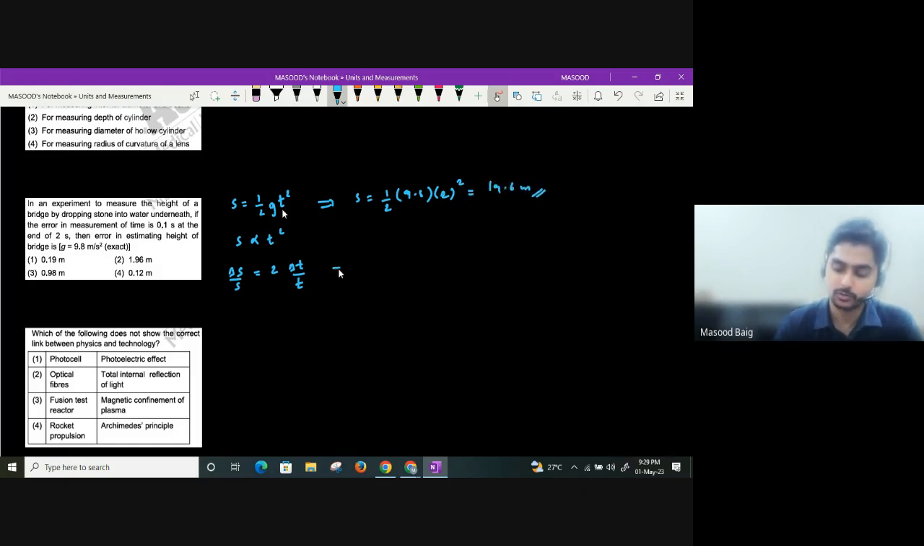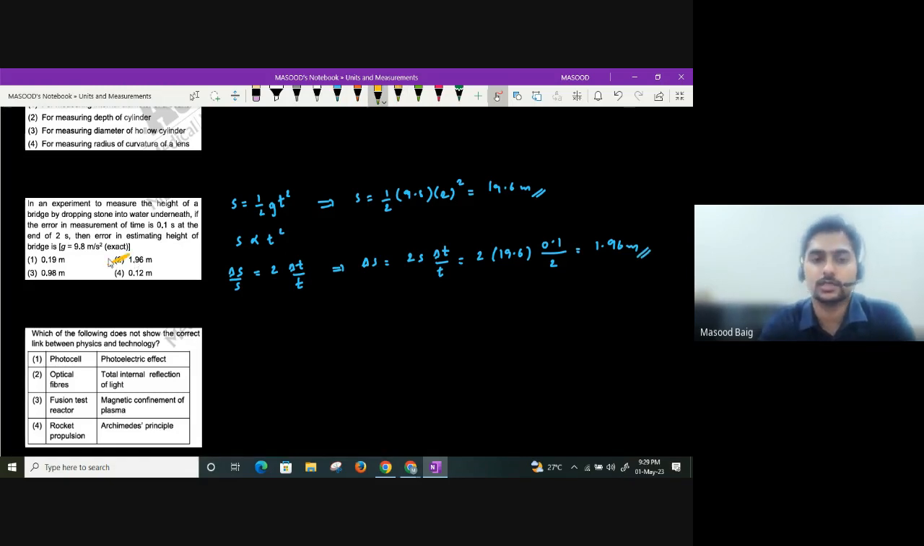But they're asking us to find delta s value, guys, which I'll get as 2s delta t by t, which can be written as 2 into 19.6. Delta t value is how much? 0.1. T value is what? 2. So I'll get it as 1.96 meters. Okay. So what is the distance traveled in free fall? It is half g t square, guys. Okay. So s value will be proportional to t square. From there we can find the error in the measurement of height. Clear?